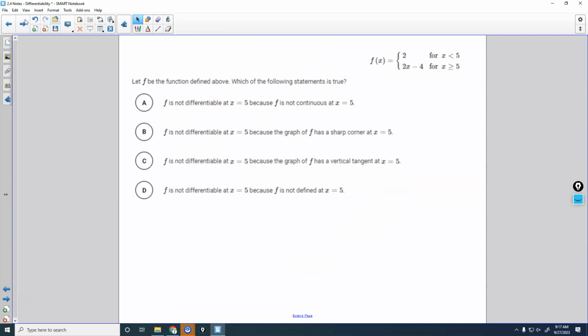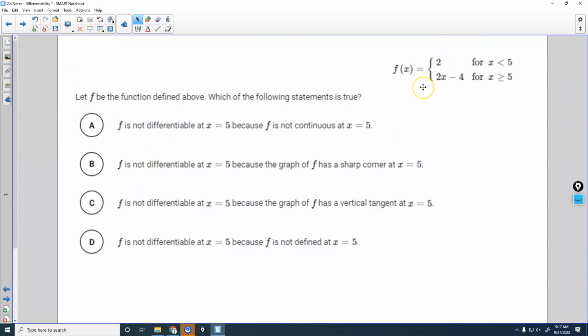All right. Here's an example of a multiple choice question that you might have. Let f be the function defined above. Which of the following statements is true? So all of your options are that f is not differentiable, but we need to know why. So this one is multiple choice, so you don't have to be quite as precise as far as checking for continuity.